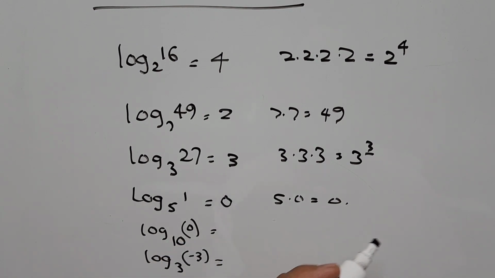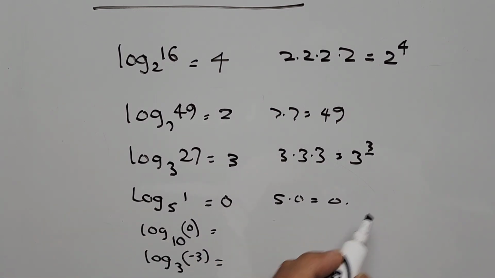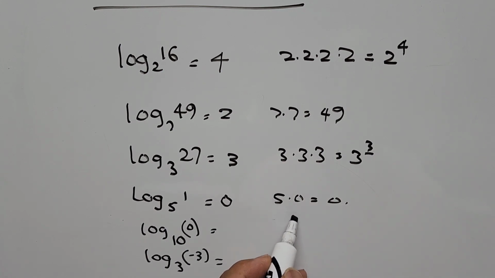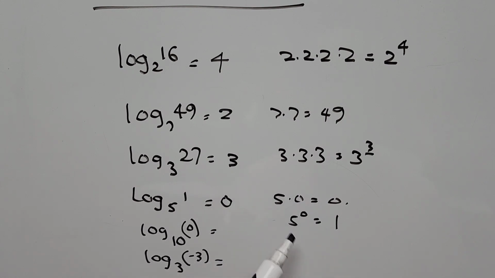Since this is converted into exponential form, this is 5 to the power of 0. So let's write over here, 5 to the power of 0 is equal to 1. That means any number raised to 0 is 1. Like 100 to the power of 0, it'll be the same, 1. So the answer is 0.